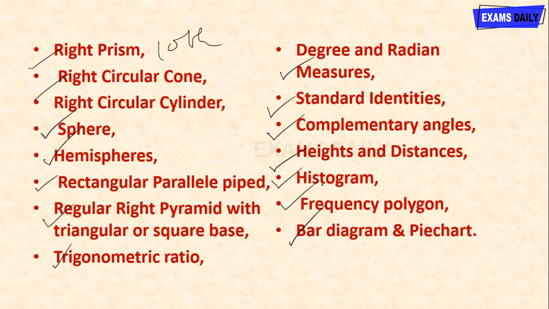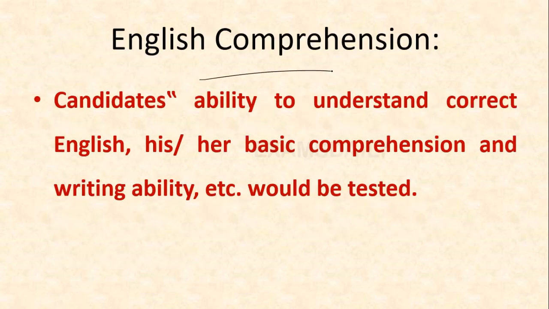And these are the topics for aptitude, and you can go through 6th to 10th standard books to get basic related sums, and then you go to reference books to practice more critical sums. And then for English comprehension, they are going to check the ability to understand correct English, your basic comprehension and writing ability, and they are going to test your comprehension and writing ability in this English comprehension section for part 1 of the examination.